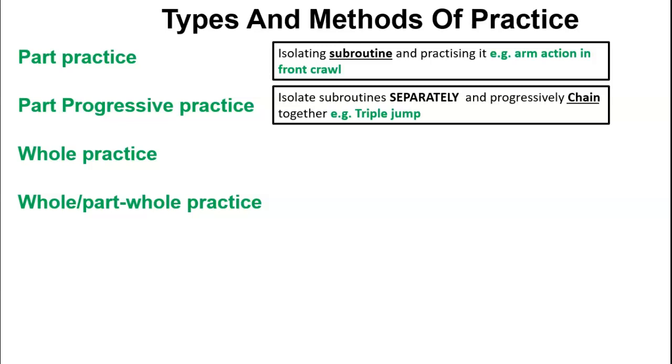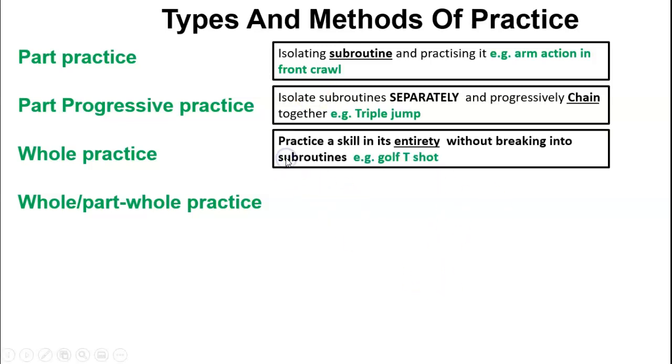Now we have to have a look at the kind of complete opposite type of practice, which is called whole practice. Now, whole practice is not interested in any way in isolating subroutines. Whole practice involves, in terms of the characteristics of it, practicing a skill in its entirety without breaking it into subroutines. The reason why you can't just use the word whole is that if, for example, they said describe the characteristics of whole practice in an exam, you can't say whole practice is practicing the whole. You've got to translate that word, so that's why we translate it to entirety.